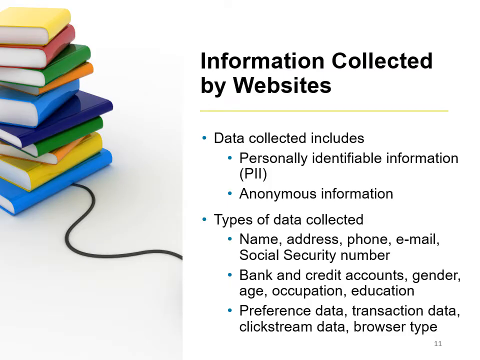So what information is collected by websites? There are two types of data collected by websites. Number one, what we call personally identifiable information, PII. The second one, anonymous information. What does PII mean? PII means information by which a consumer can be traced. Anonymous information means a consumer cannot be traced based on it.